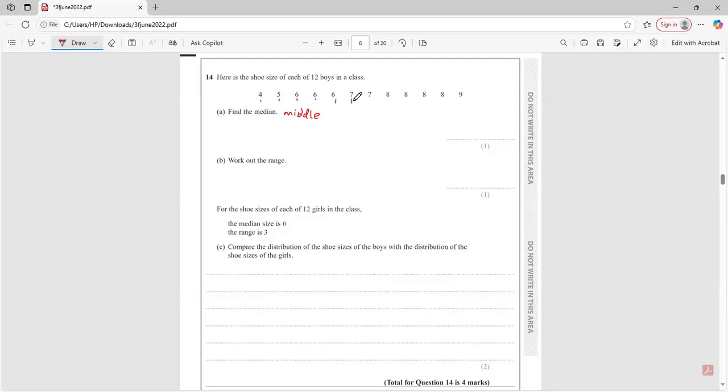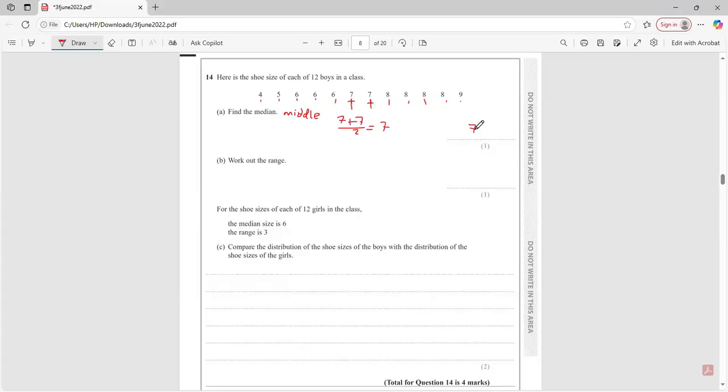So these are the middle guys. Let me count the other one. 1, 2, 3, 4, 5, and 6. So the two middle guys are this guy and this guy. So you know what we're going to do, right? 7 plus 7, divided by 2. That's 14 divided by 2, which is still 7. So the median is 7.